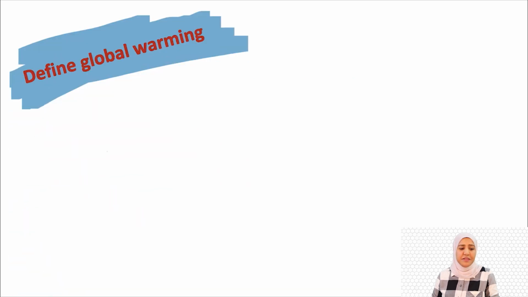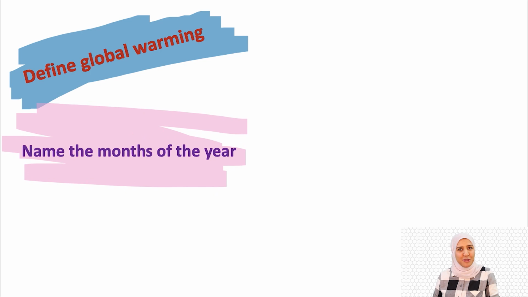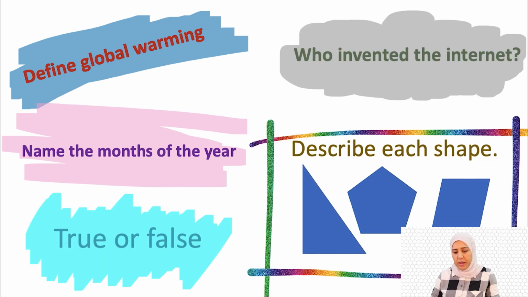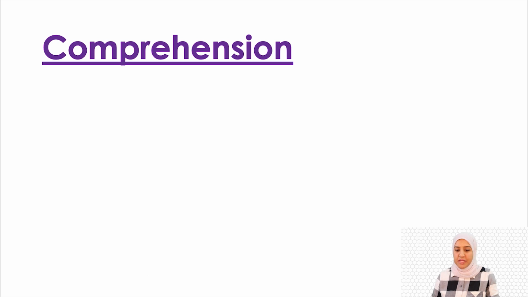Look at these examples. Define global warming. Name the months of the year for children. Who invented the internet? True or false? Describe each shape. What's the name of each shape? How many sides? How many corners? That's about knowledge questions.